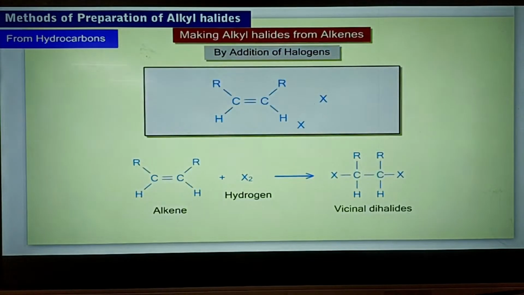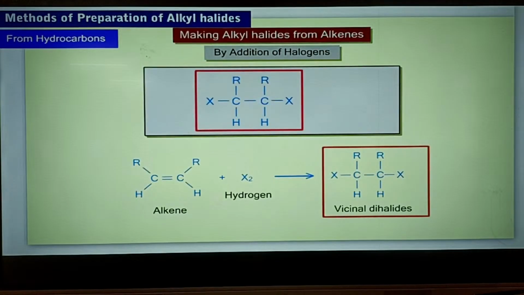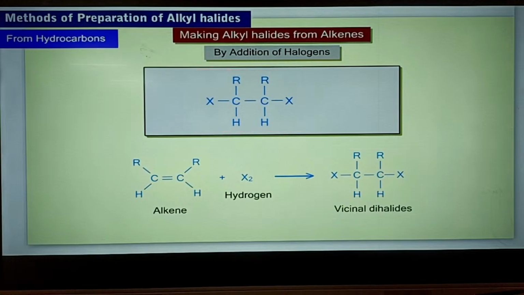If alkenes are reacted with halogens, vicinal dihalides are produced. Usually, these reactions use either chlorine or bromine. The general equation is shown here. Notice that halogen atoms attach to the carbon atoms in the double bond of the alkene, and so the halogen atoms bond to adjacent carbons.